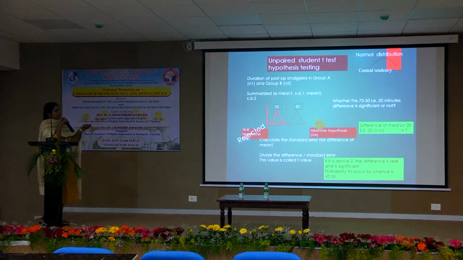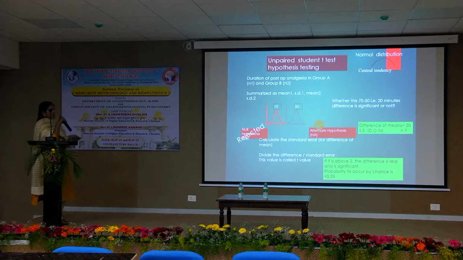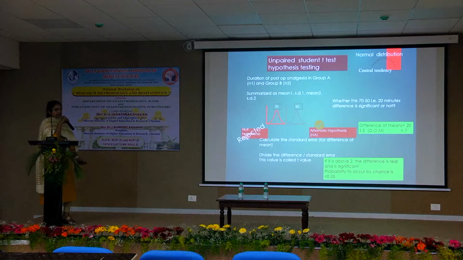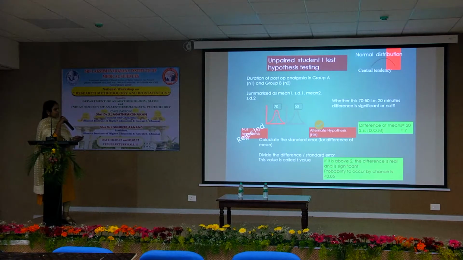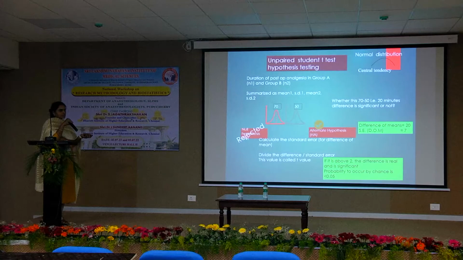Suppose the difference of means is 20 and the standard error for that difference of means is 7. You have to calculate a critical value, that is the t value, which is given by the difference of means divided by the standard error of that difference of means, that is 20 by 7. If the value is above 2, the difference is real and significant, and the probability of it occurring by chance is less than 0.05. So we are going to reject the null hypothesis, favoring the alternate hypothesis.